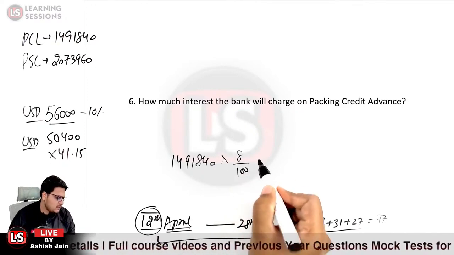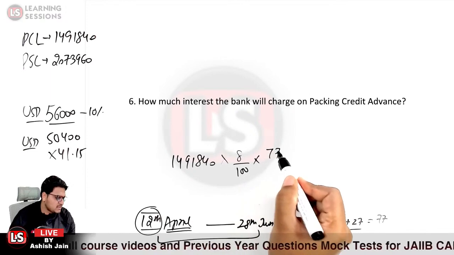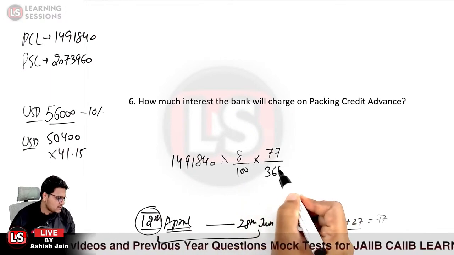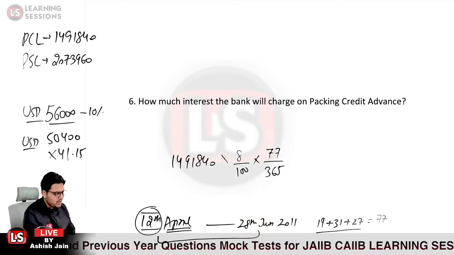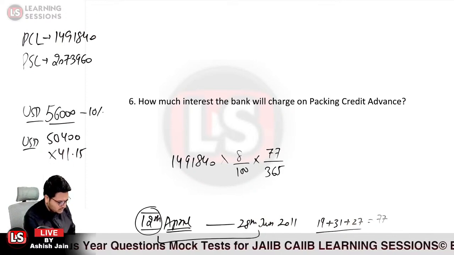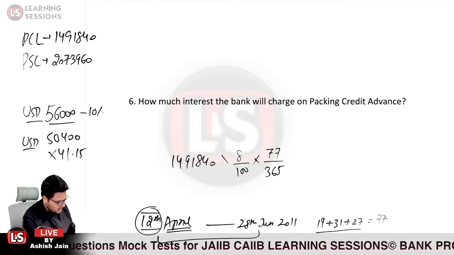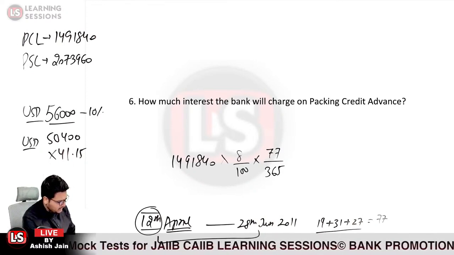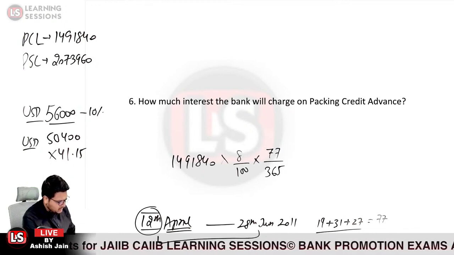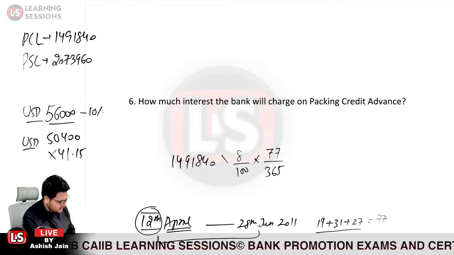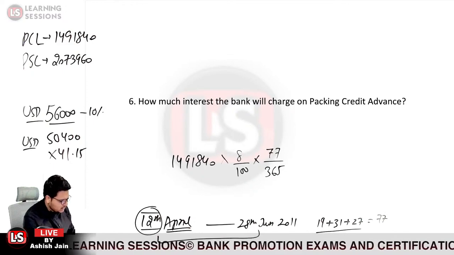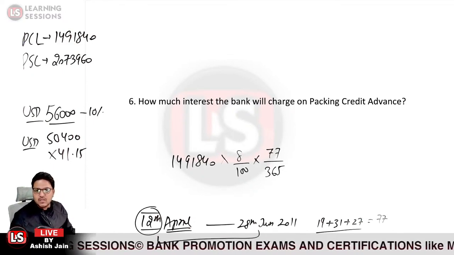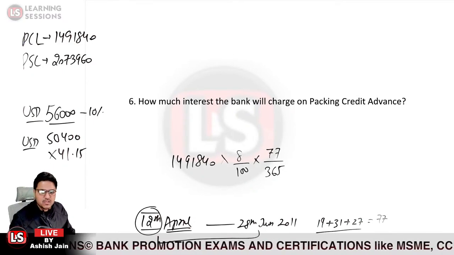That is 8 divided by 100 multiplied by 77 days divided by 365 days. Okay, so this is what we need to calculate. So it is 1491840 multiplied by 8%, and further multiplied by 77 divided by 365, that is 25177. So that would be the interest that will be charged.